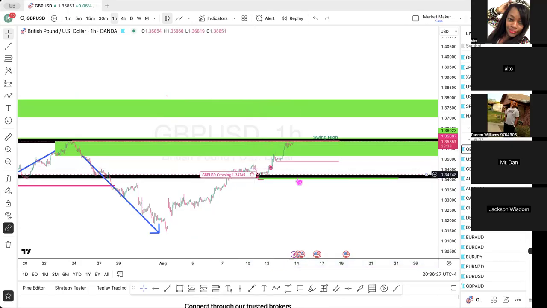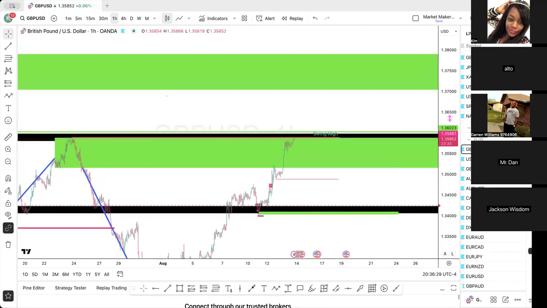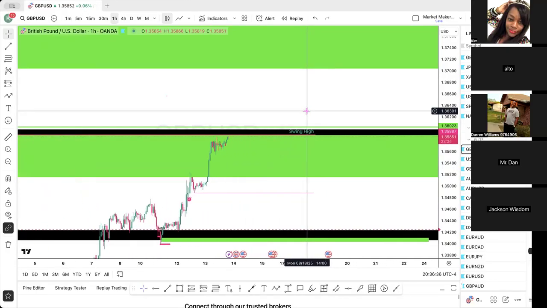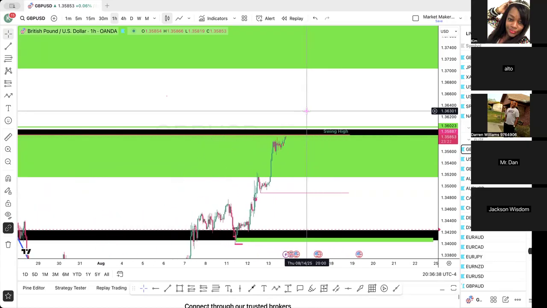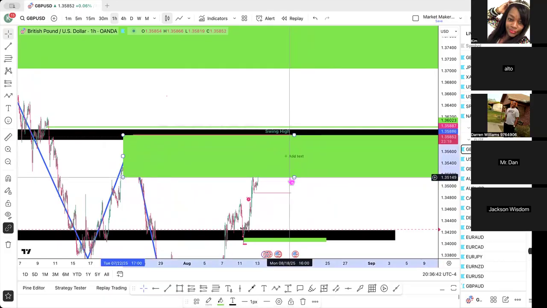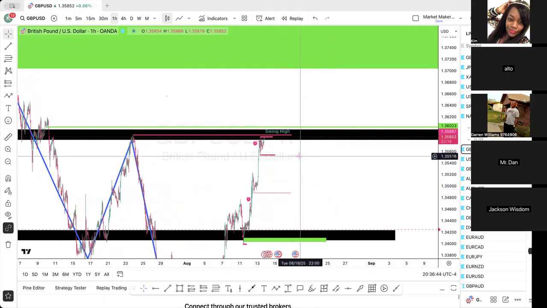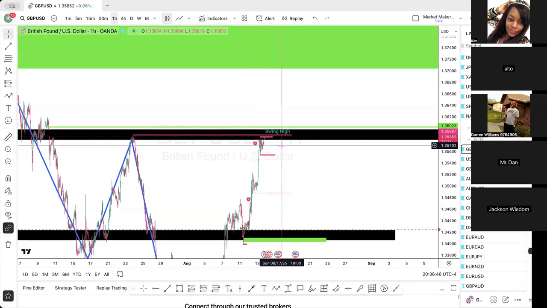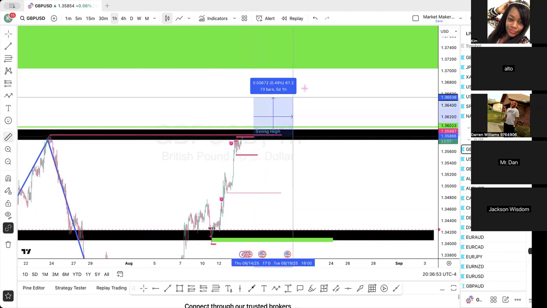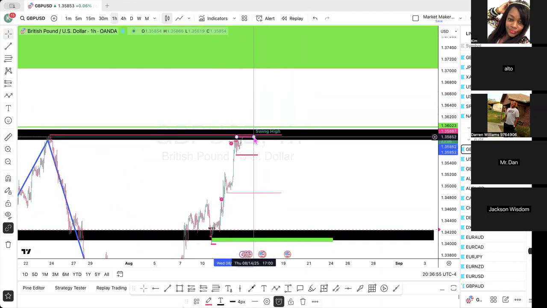As I was telling Christina earlier, there's no need to sit on the chart. Set your alerts. Did I just erase my alert? Hold on. Oh, no, I didn't. Set your alerts like this right here. I have this alert set right here. So once the candle closes, I can then hop on the chart to see what's going on.